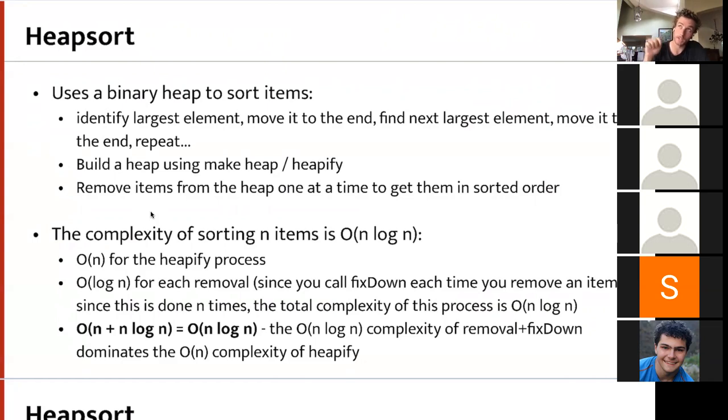It would be fix downs, because with removal, you swap the two and you call fix down on the root. So you get O of n plus n log n, which is n log n. So sorting is still n log n.